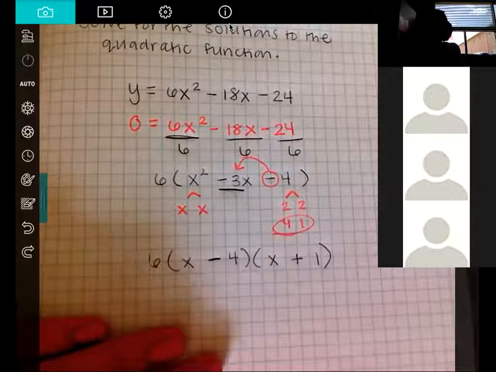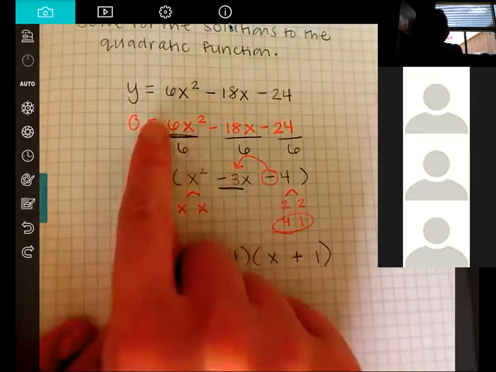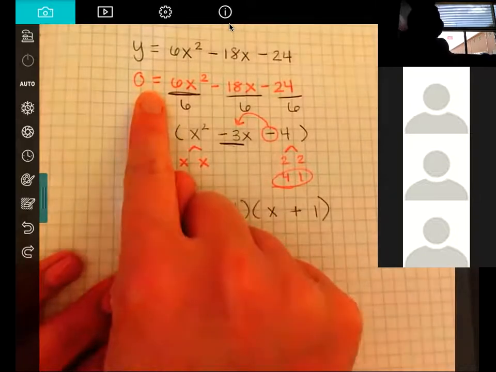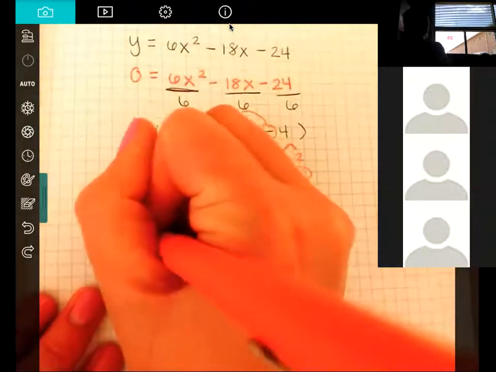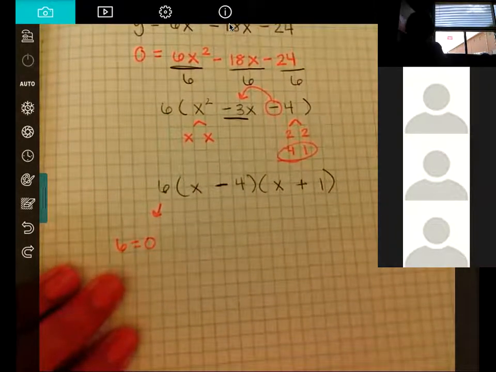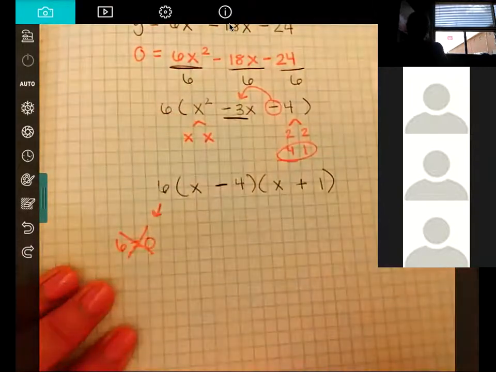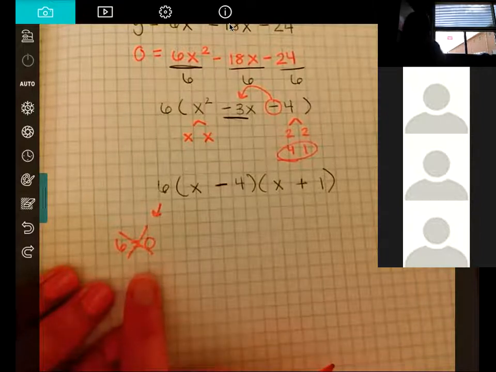So the only other thing you have to do now to find the actual x-intercepts is set all of these factors equal to 0 and solve them, right? Because we're trying to find the solution. So y'all, let me ask you a question because somebody already asked me. When you set 6 equal to 0, is that a real thing? 6 does not equal 0. So this part right here, just this part, not the whole thing, is no solution. That's not a solution because 6 doesn't equal 0.